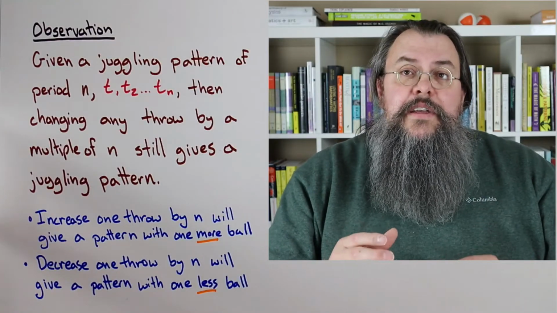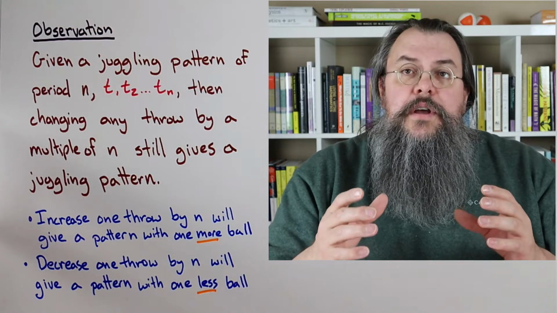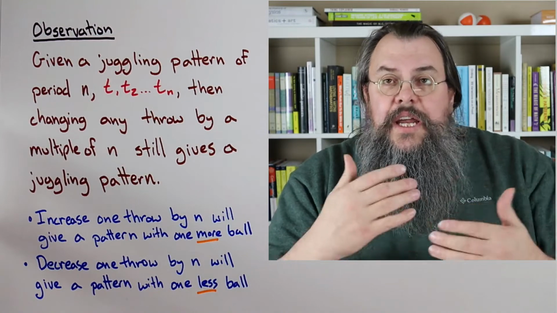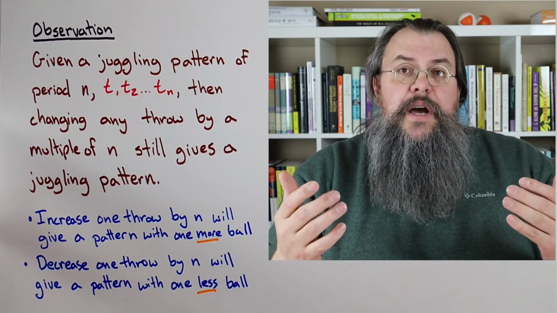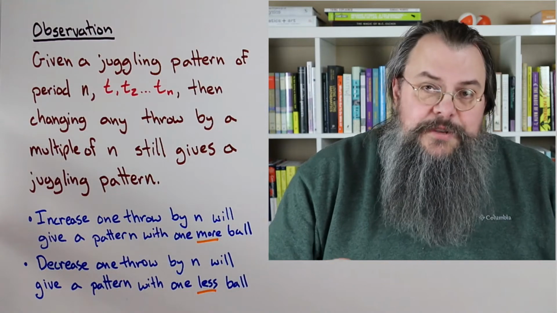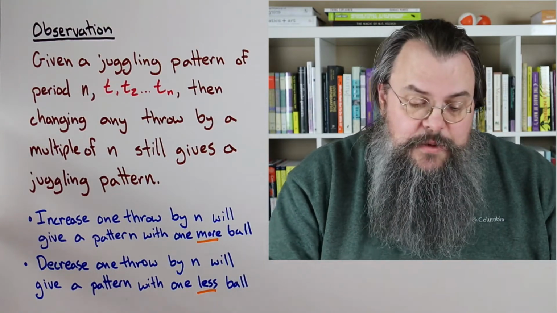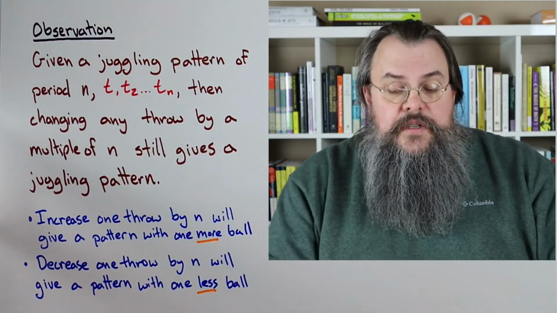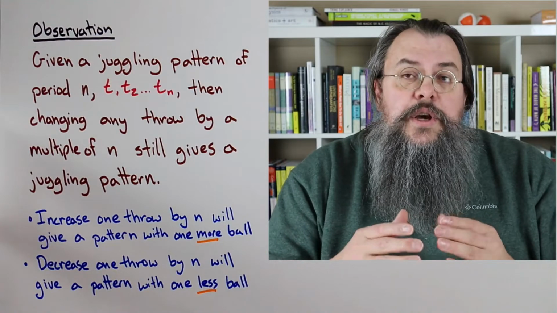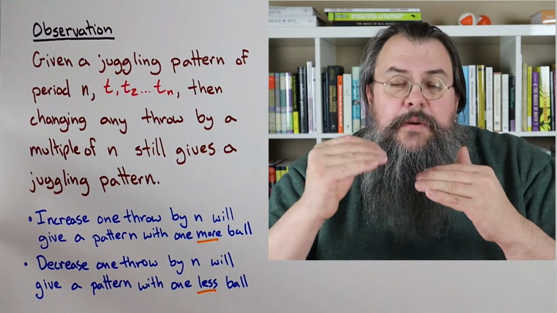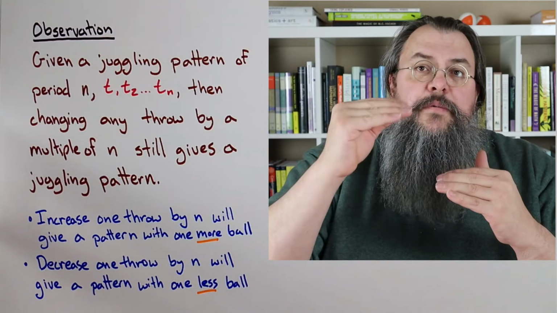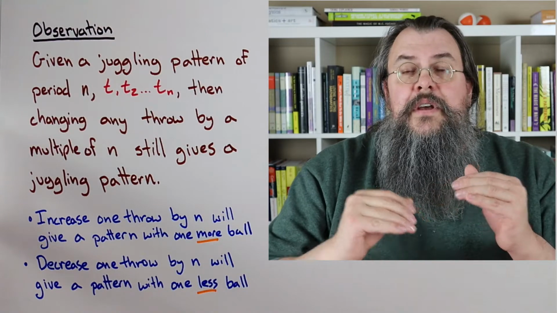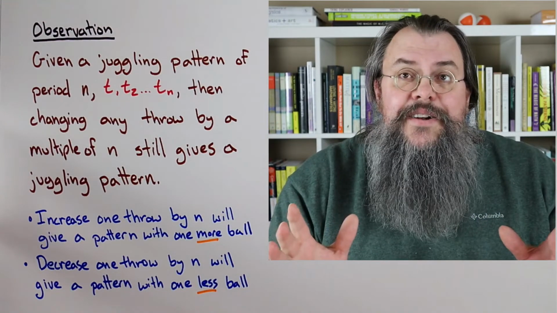Where we're going to start is by asking a very simple question, really an observation, if you will: what are some things we can do to change our juggling pattern and produce a new juggling pattern? So let's start with the following observation. If we have a juggling pattern, so we think of it as a series of throws, throw 1, throw 2, up to throw n, so there's our list of throws, then we can change it by taking any one of our throws and either going up by some multiple of n or going down by some multiple of n. If we go down, the only thing is we can't go negative. The claim is that's still a juggling pattern.